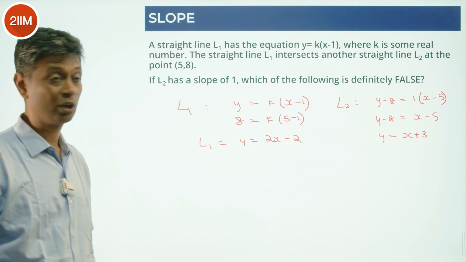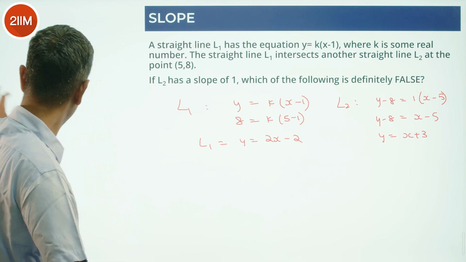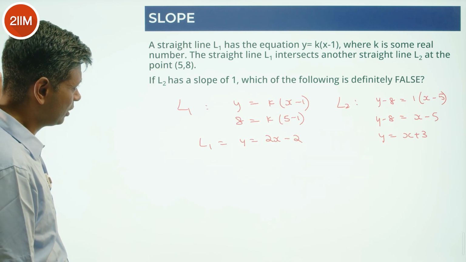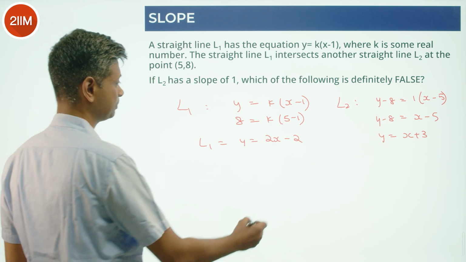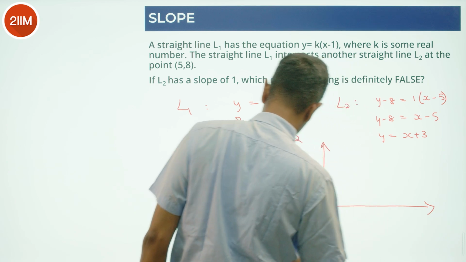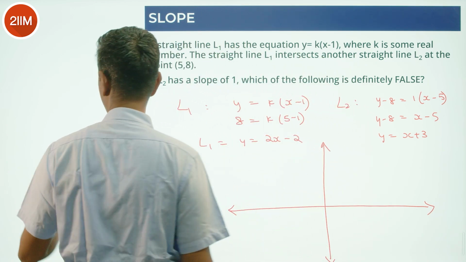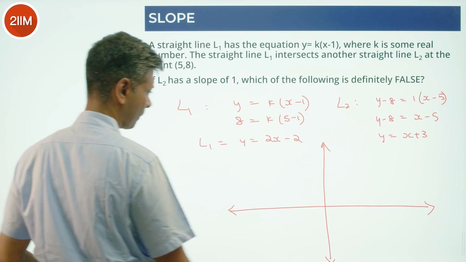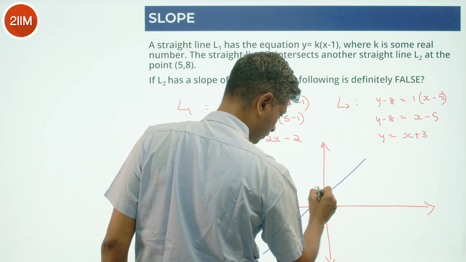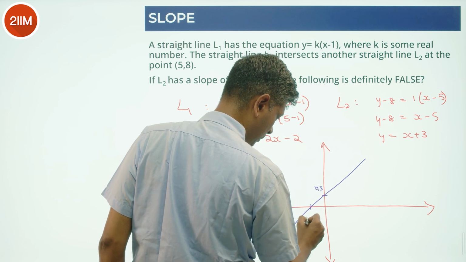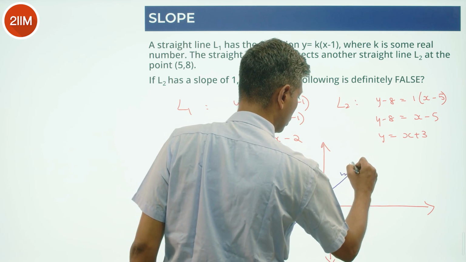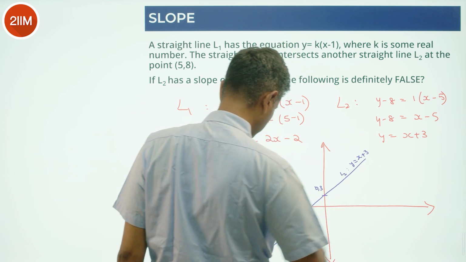L1 and L2, which of the following is definitely false? So we'll have to draw these two lines and then evaluate each of these. So let's draw these lines. 2x minus 2, x plus 3. X plus 3 is easy to draw. Zero comma 3, minus 3 comma 0. This is L2, y equal to x plus 3.